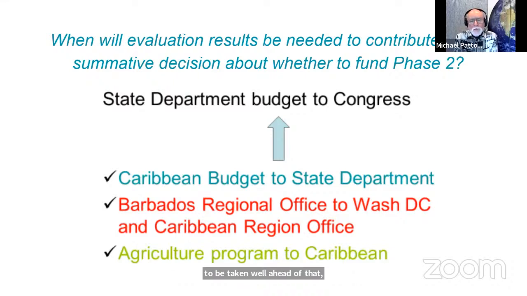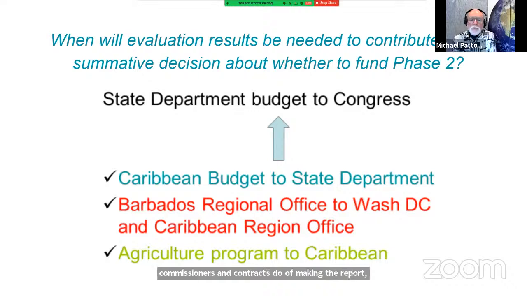So if you're doing a summative evaluation, don't automatically fall into the trap, which commissioners and contracts do, of making the report and findings due at the end of the program or project period. The question you want to ask is, when will that decision be taken? And then you have to back up from there to figure out when you could produce findings with enough time to discuss them and have an impact on that decision.